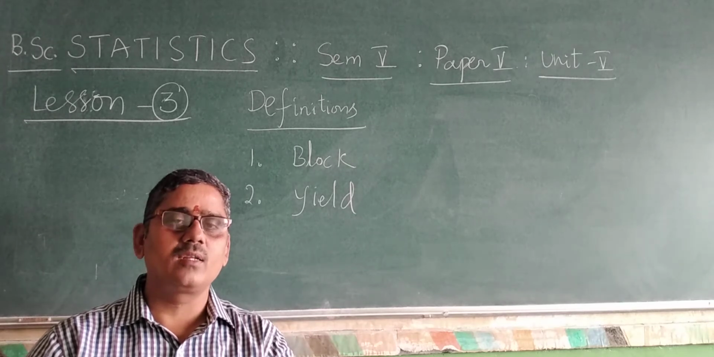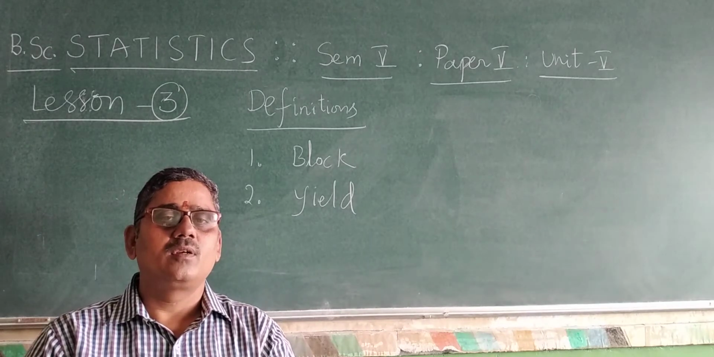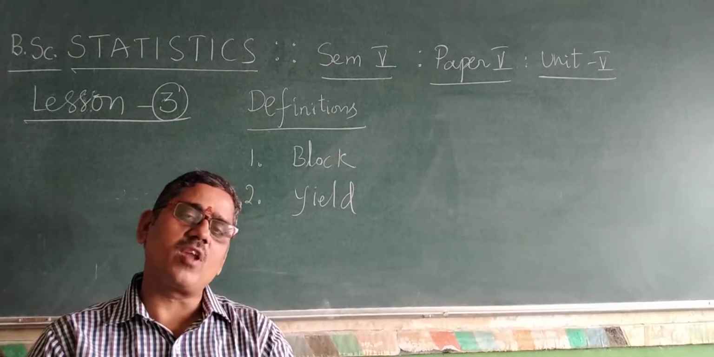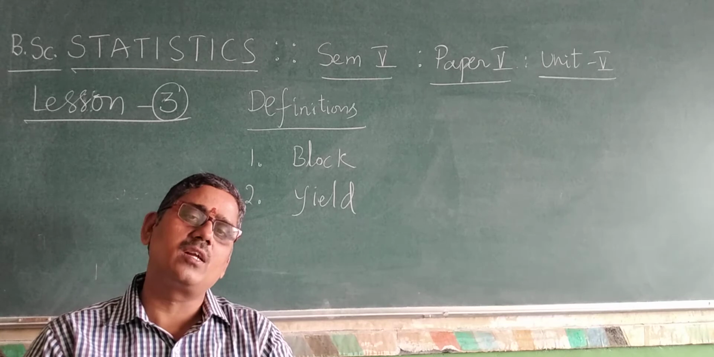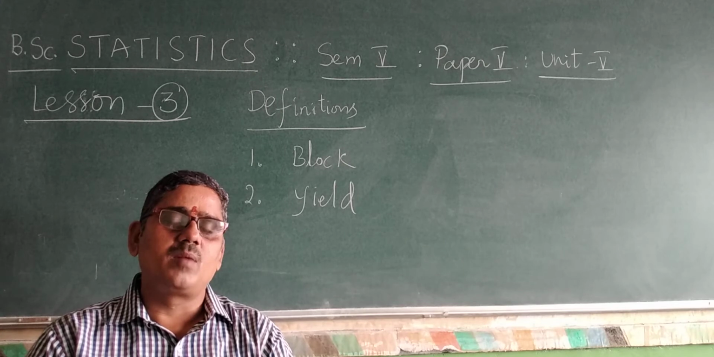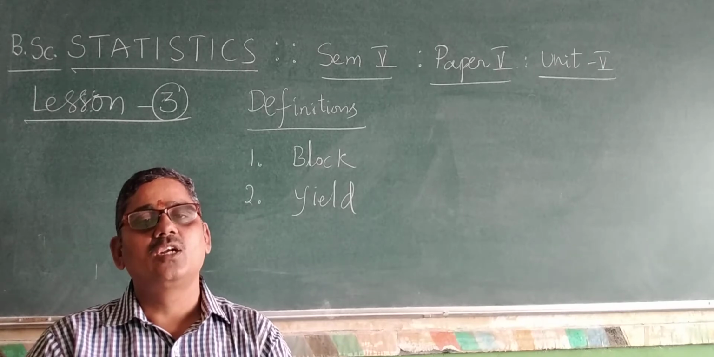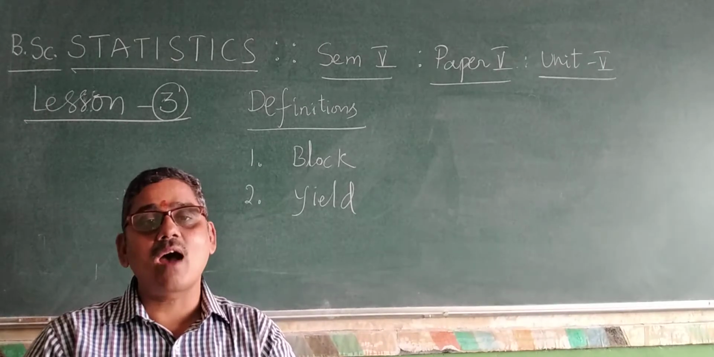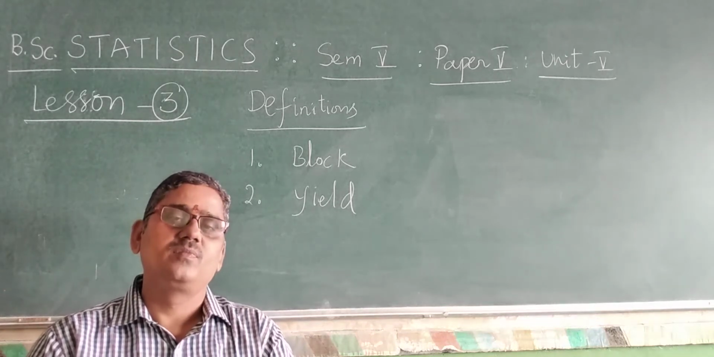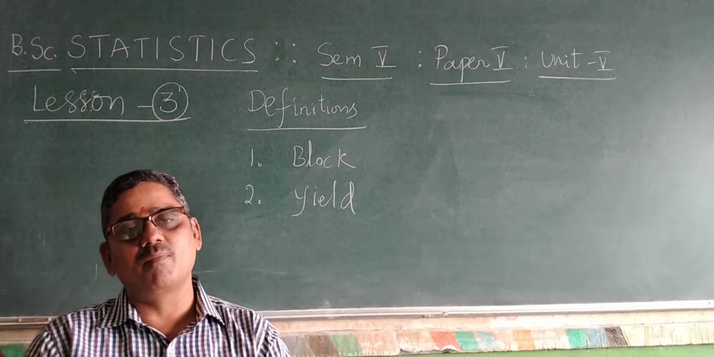So within the block, the experimental units are as homogeneous as possible. That is one of the important points behind dividing the experimental material into blocks. The main purpose of dividing the experimental material into blocks is to have experimental units within the block that are as homogeneous as possible. That is the definition of blocks.